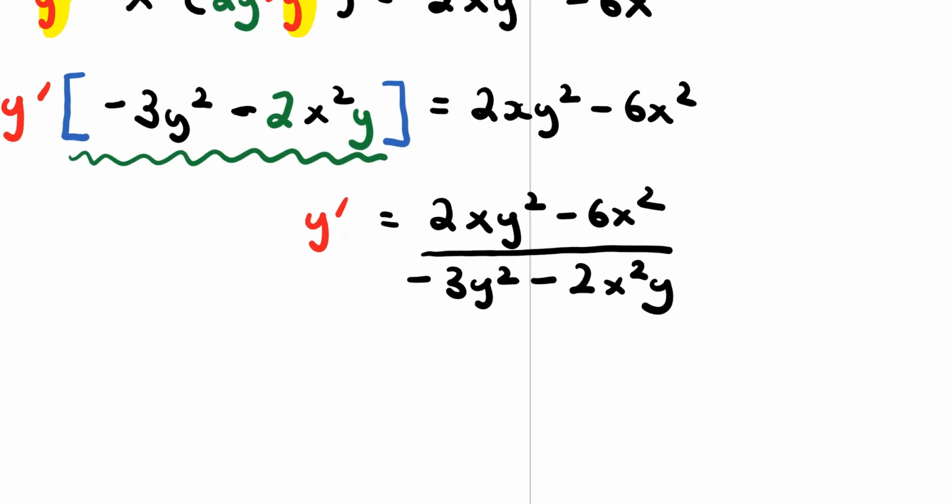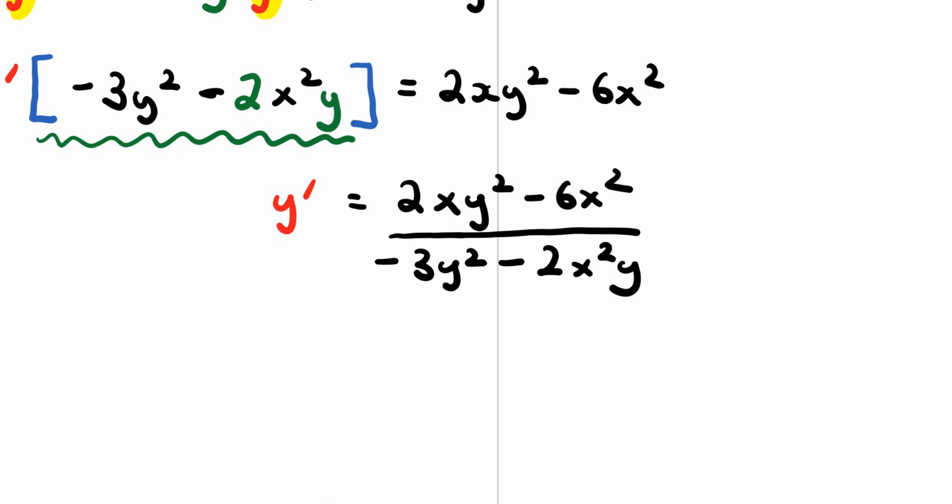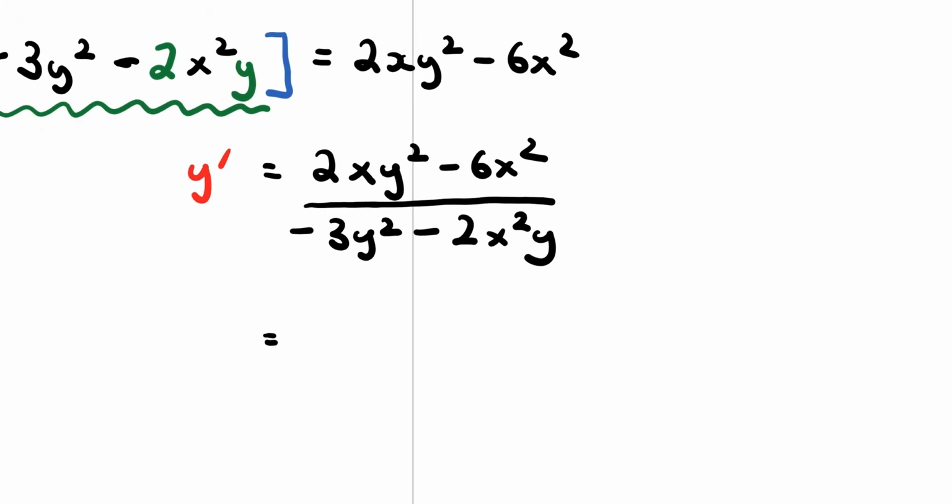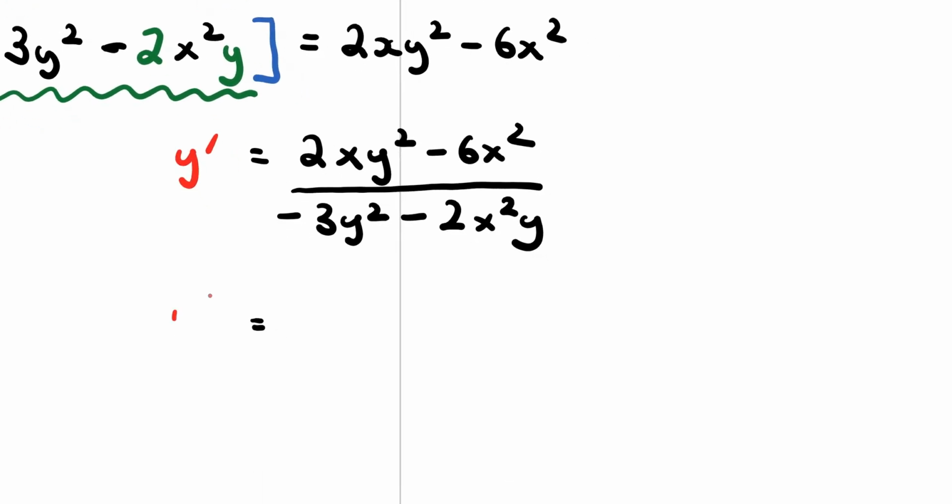And are there different ways of writing this particular answer? For sure. Basically this is correct, and another way you could rewrite this so that it matches the back of the book is that you can rearrange this as negative 6x squared plus 2xy squared.